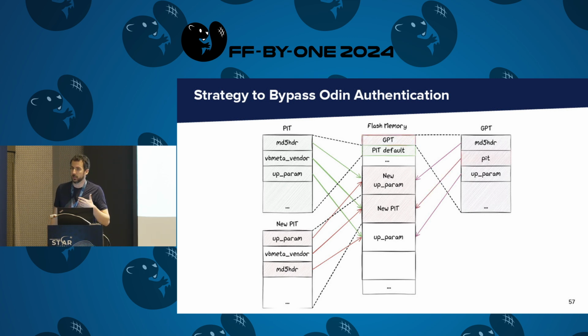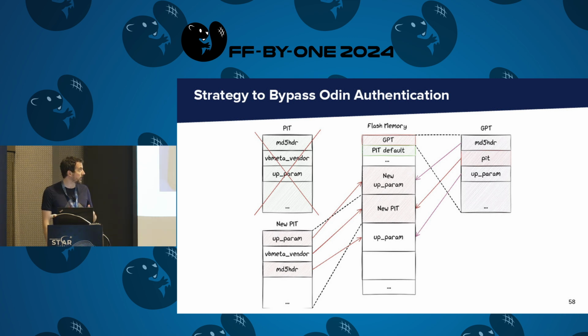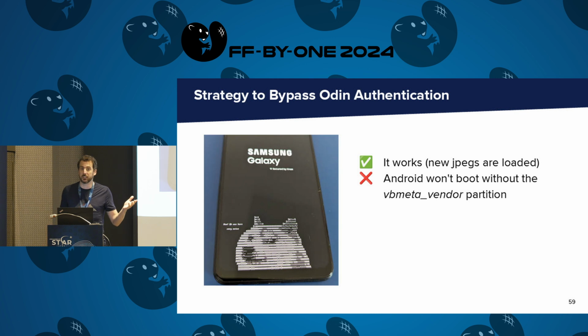and whenever it tries to print JPEGs on screen, it will look for the new apparent partitions and the vulnerable JPEGs. And it actually works. You see on the screen dots showing up, it means that the exploit worked. So the JPEGs are loaded, but we still have a little problem.